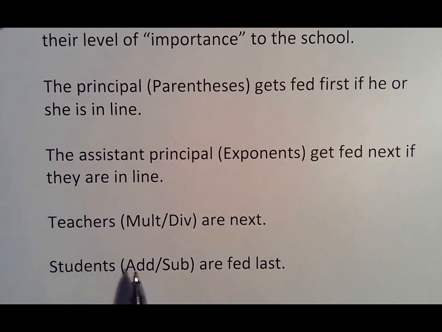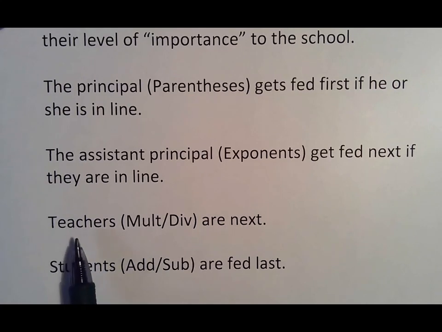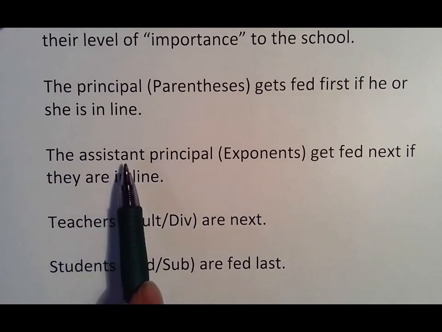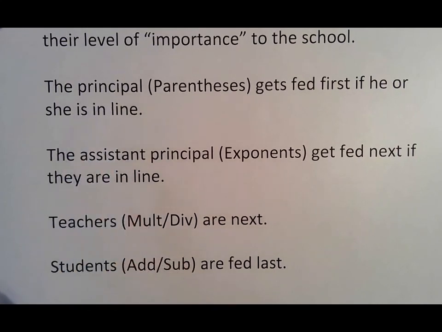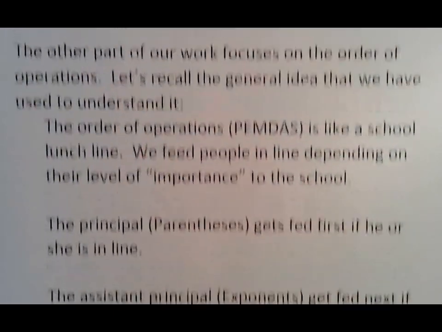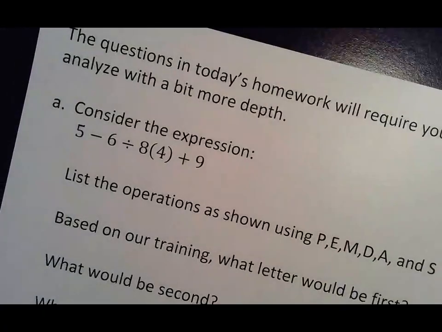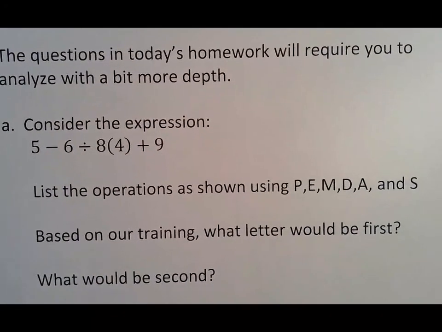The way I told this story was that when there's a bunch of students in line and a teacher walks up, they get to walk straight to the front. If there's 5 teachers in line and an assistant principal walks up, they get to walk in front of the teachers. And if the principal walks up, he gets to walk in front of everyone. So as long as you can adjust your thinking for that idea, we should be okay.